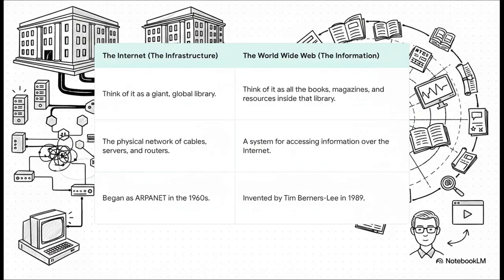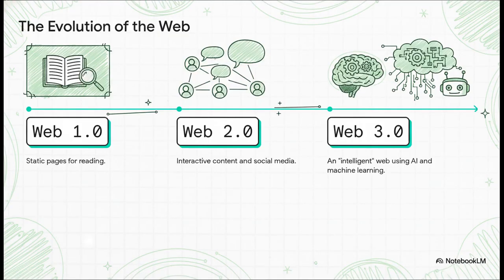And this totally explains the age gap, too. The internet infrastructure started way back in the 60s with something called ARPANET. But the web, the thing that made it easy for all of us to access that information, that was invented by Tim Berners-Lee in 1989. Pretty cool, huh?